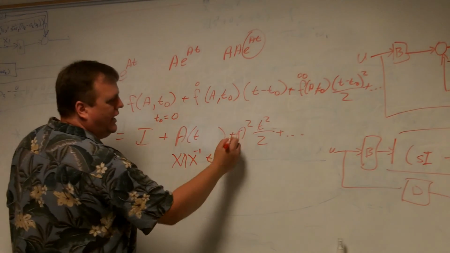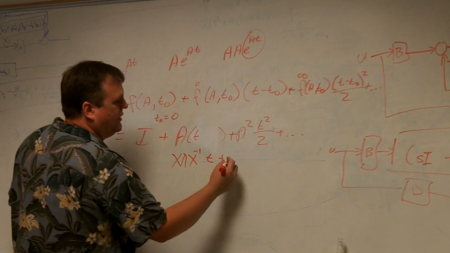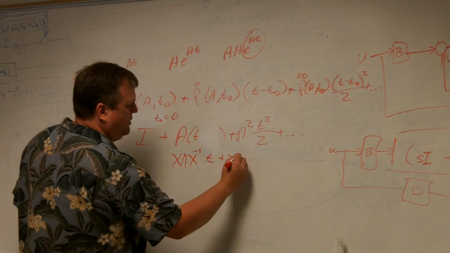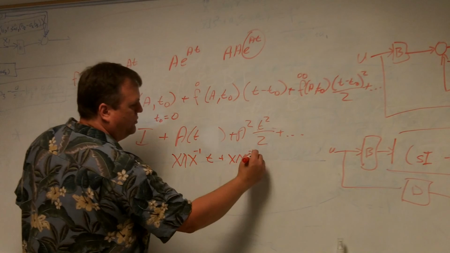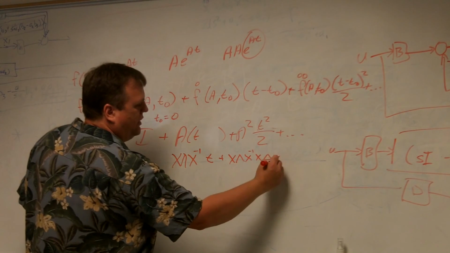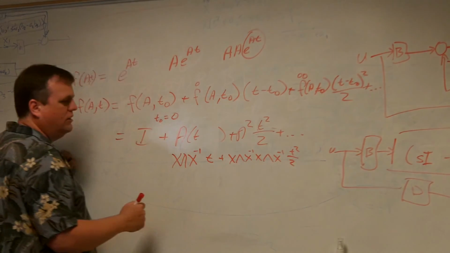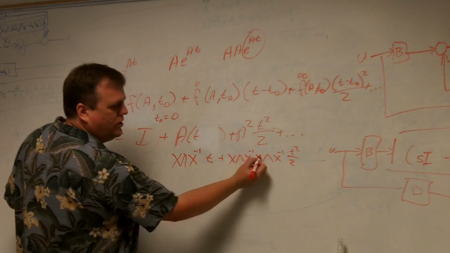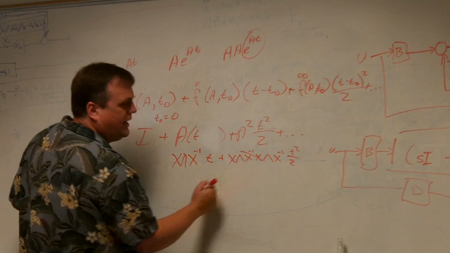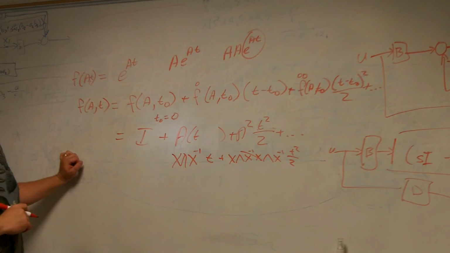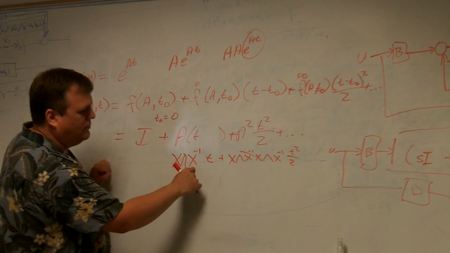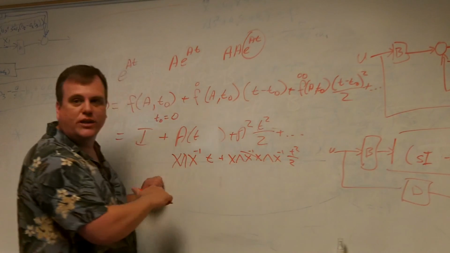t. A squared, I'll deal with the I in a second, is X lambda X inverse X lambda X inverse times this t squared over 2. Ooh. Now, notice what happens in the middle here. Yeah. X inverse times X just goes away. But now notice, this is X times X inverse on the outside edges.